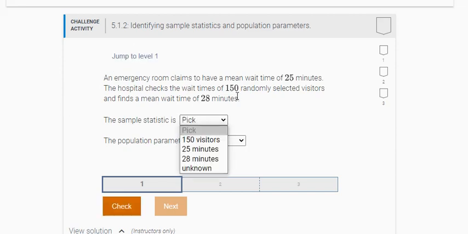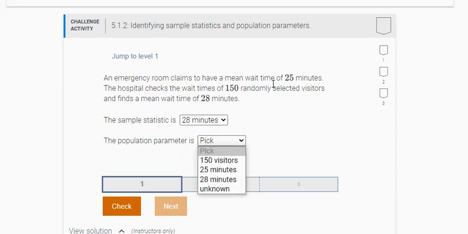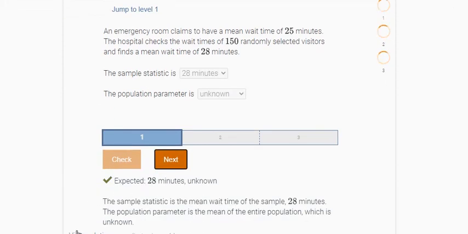Well, we talked to 150 people and that sample mean was 28 minutes. So that's the sample mean we got. Now there's an inclination, when it asks what the population parameter is, to pick 25 minutes, because that's what the emergency room claims it is. But it's actually unknown. We don't know if their population mean is actually 25 minutes. They're making that claim. So what we're going to do with hypothesis testing is test that claim. So we got it right there.